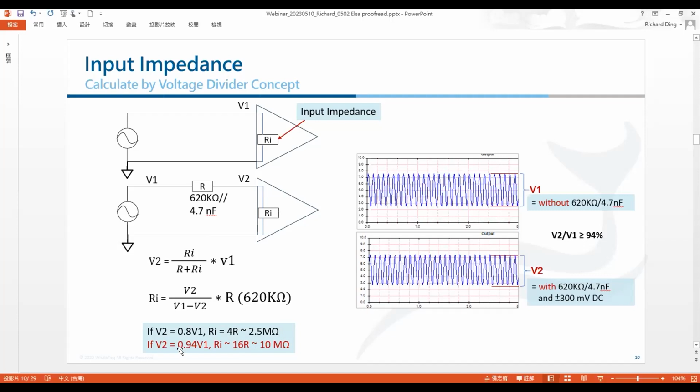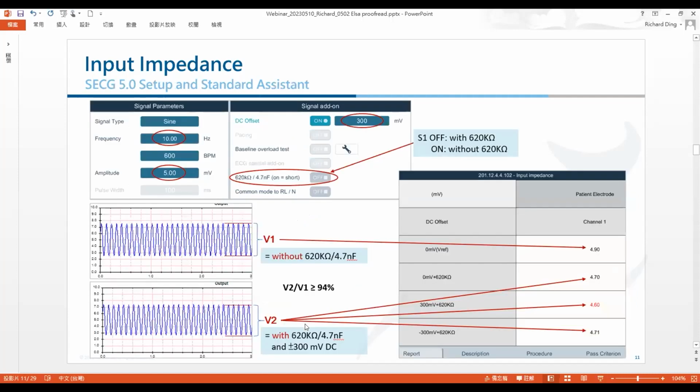For dash 2 dash 25 and 27, the result is a 20% decrease. You cannot exceed a 20% decrease. That means the input impedance must be larger than 2.5 mega ohm, not 10 mega ohm. Okay, so this is a second example for the input impedance. There are many other test items, and I just take 2 examples here.